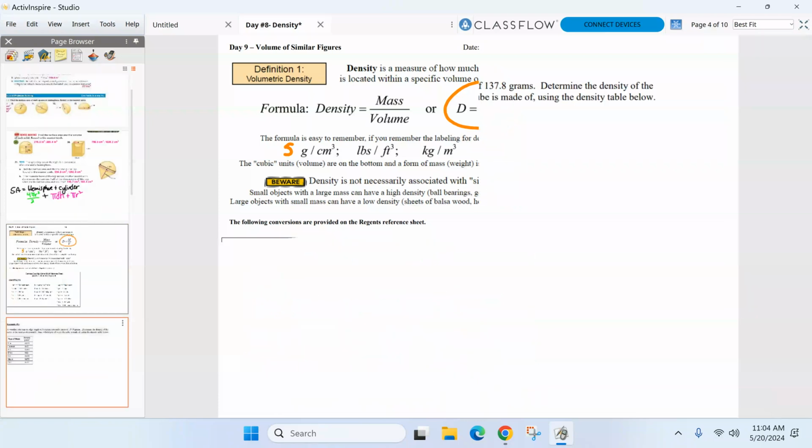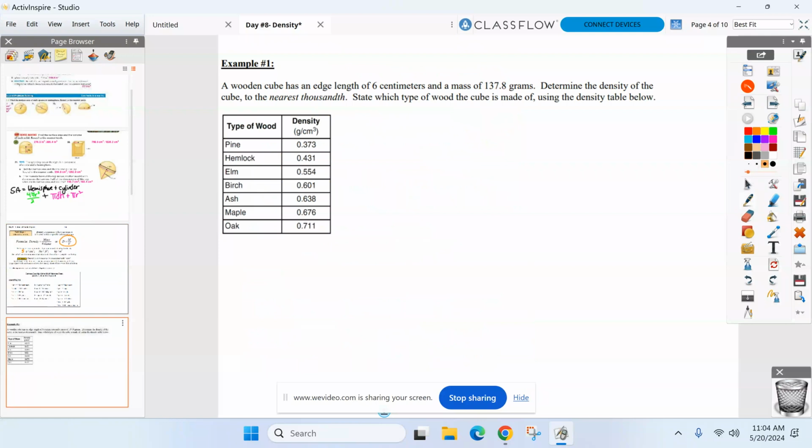All right, here we go. Let's hop into a little density right now. Still have to make the class interesting. Just can't cancel the rest of the year on May 20th.